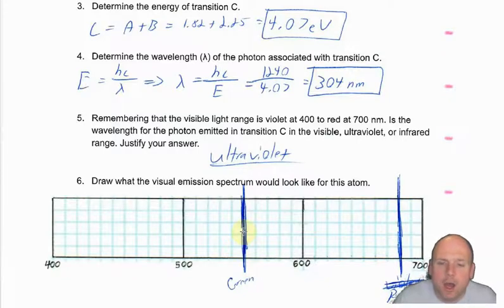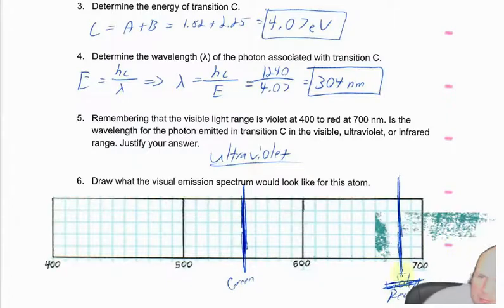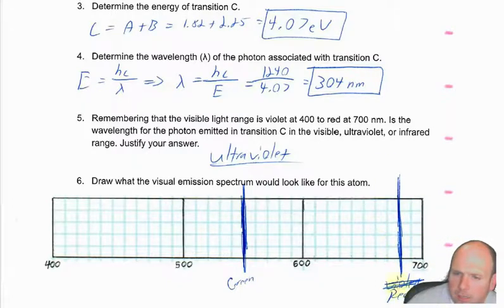So then finally 6 is plot the spectrum. Create the line spectrum for this atom. What would the emission spectrum look like? Well, I just need to draw a line. You're just going to plot lines at the spots. So first off, the 300 is outside the visible spectrum, so we wouldn't plot that one. And then the other 2, I plot a line at 550, and that would be green. And I plot a line at 680, which would be red.